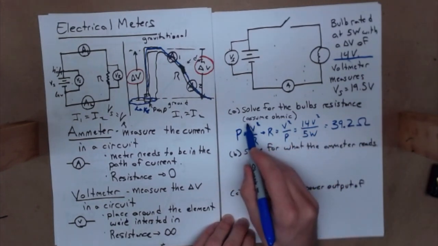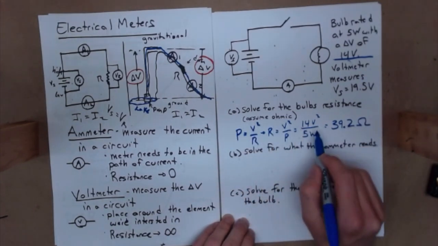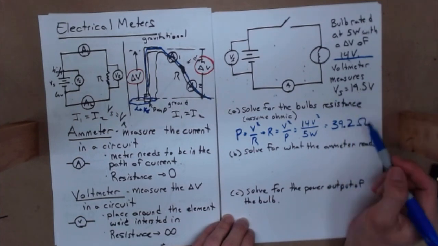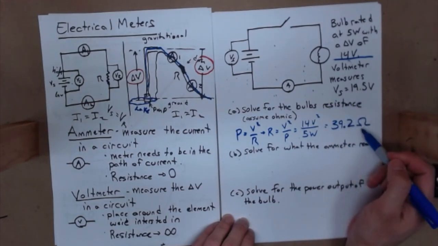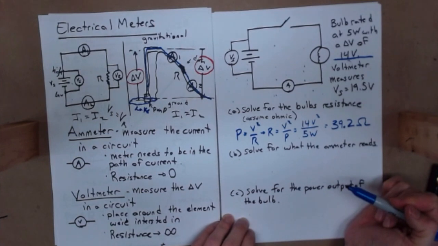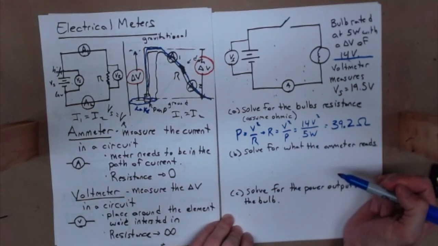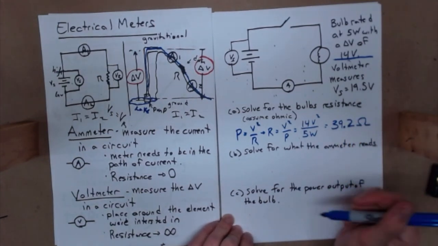Okay, this is why it's important for me to say assume ohmic also, right? Because when I increase the voltage to 19.5, we need to assume that the resistance is the same, even though factually it is not because the temperature increased. But for the sake of this presentation, we will assume it is.